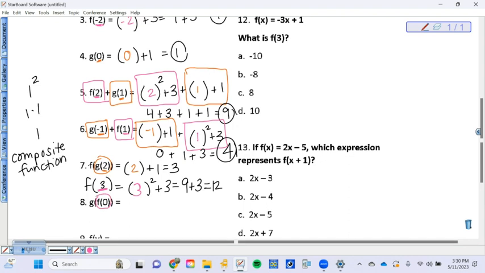So I evaluate f of 0, which is 0 squared plus 3. 0 squared is 0. 0 plus 3 is 3. So now I do g of 3, which is just 3 plus 1.